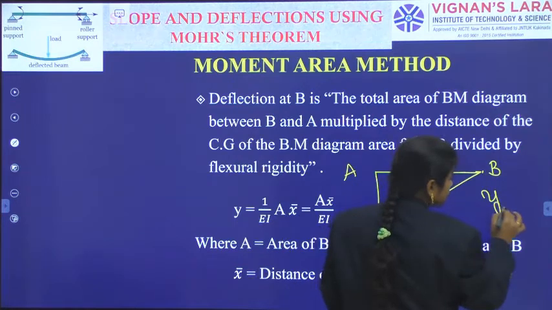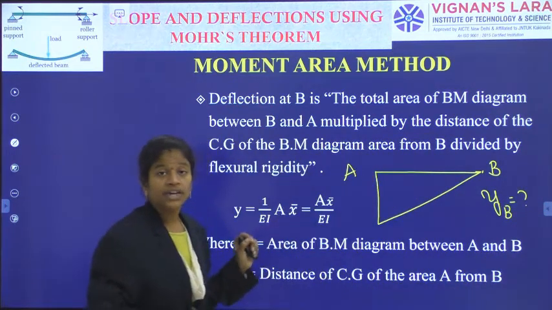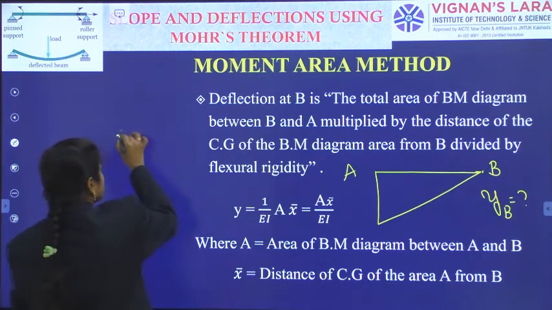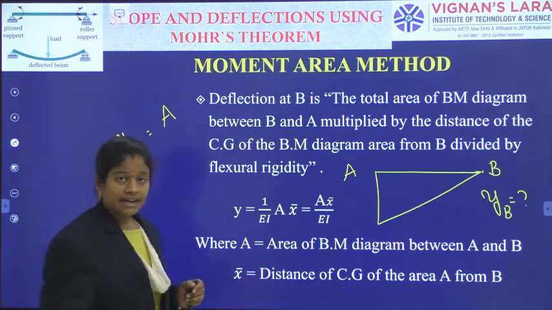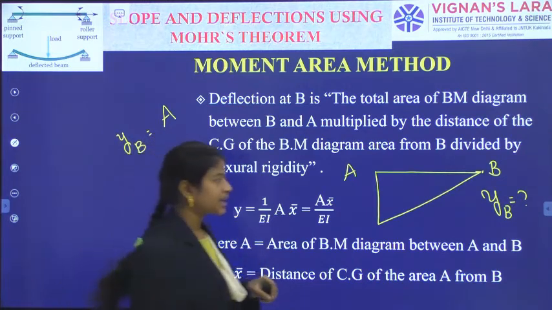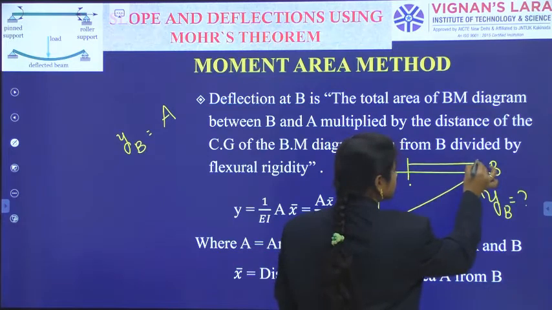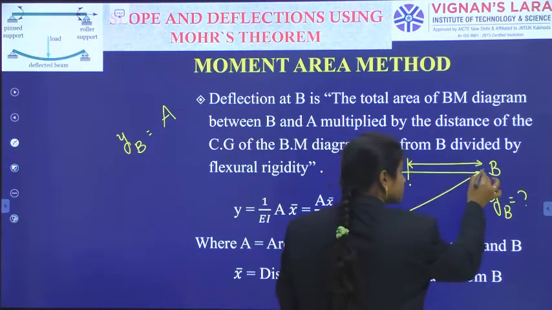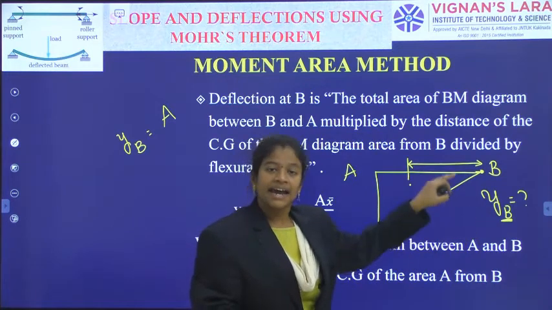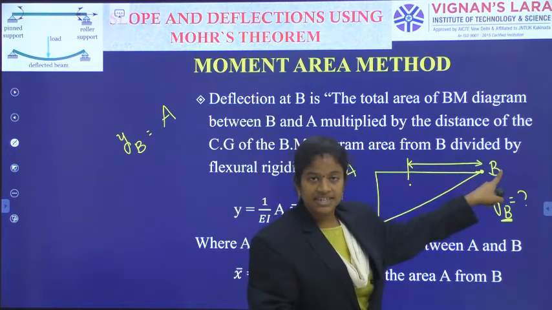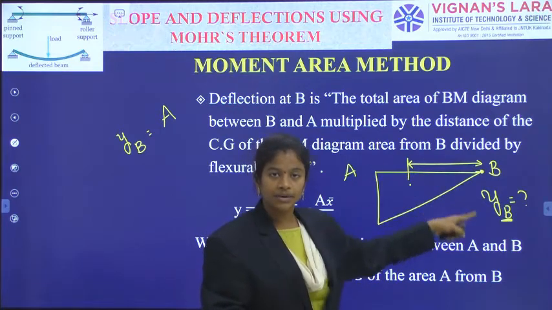So, corresponding YB, how much I want to calculate. Okay, how can we calculate this YB? We can calculate using the area of the bending moment diagram into the distance of its center of gravity of the area of bending moment diagram from B only. At which point am I calculating the deflection? At that point only I should consider the difference, and from that point, what is the distance of center of gravity of the bending moment diagram?